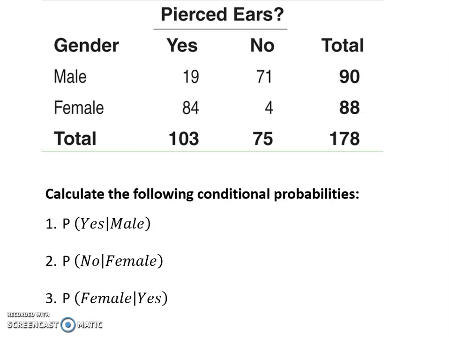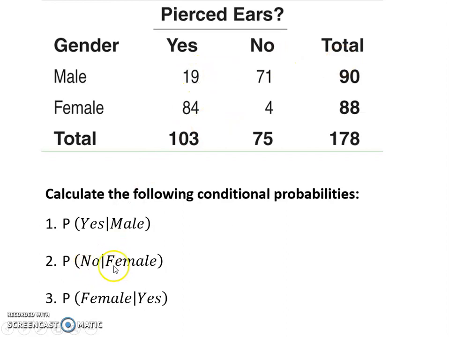Now these are all conditional probabilities, right? I can tell that because it's something given something. Whatever is given is the second thing, and that's the total or the column or the row that you're focusing on. So for this first one, probability, it's yes given male. So out of all of the males, how many of them said yes? So that'd be 19 out of 90.